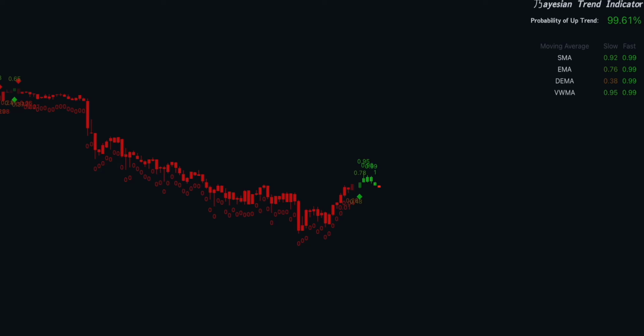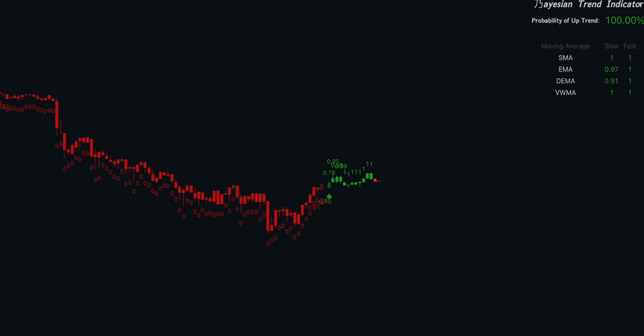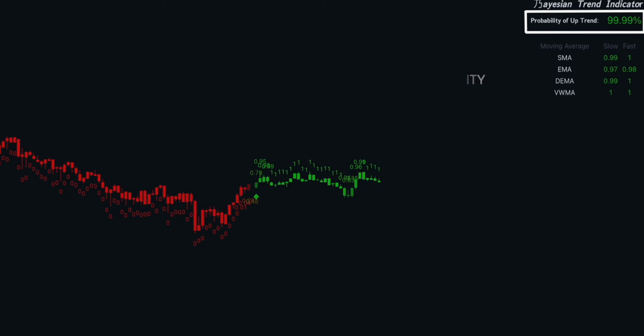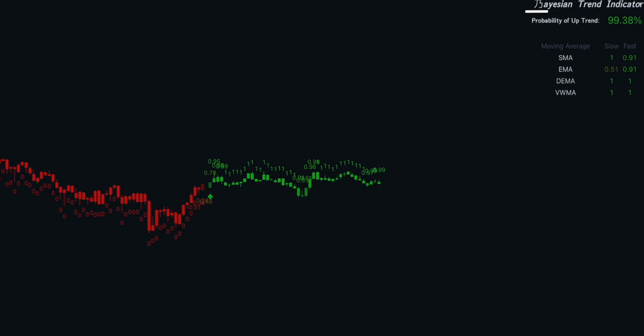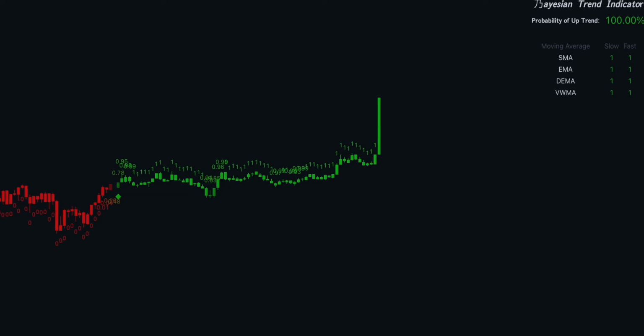Next, the indicator calculates prior probabilities using the trend information from the slow-moving averages and likelihood probabilities using the trend information from the fast-moving averages. These probabilities represent the likelihood of an uptrend or downtrend based on historical data.